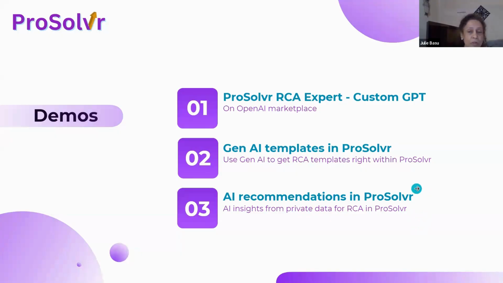This is not a preview. It's actually been always there, part of our product, even before Gen AI got so popular. But this is still very valuable. Why? Because you have private data, you are solving all your problems.